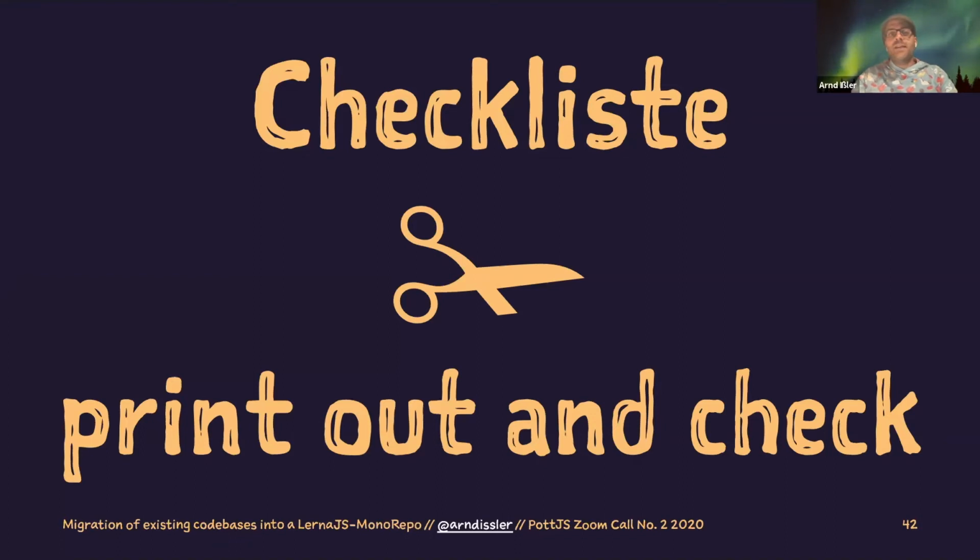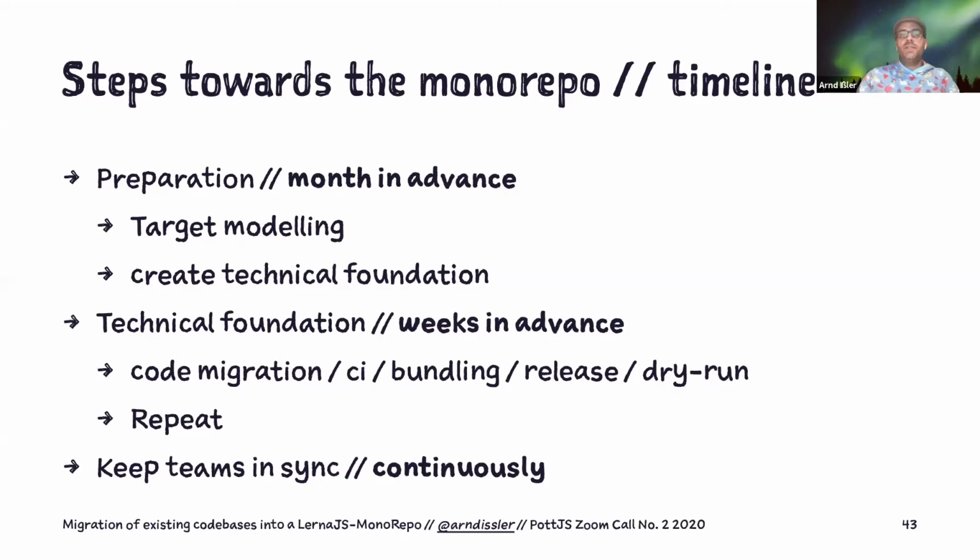So here's the checklist. Print it out and check. Steps towards the MonoRepo with the timeline. So preparation: this you need to do a month in advance, a month beforehand, to make a model of the target.